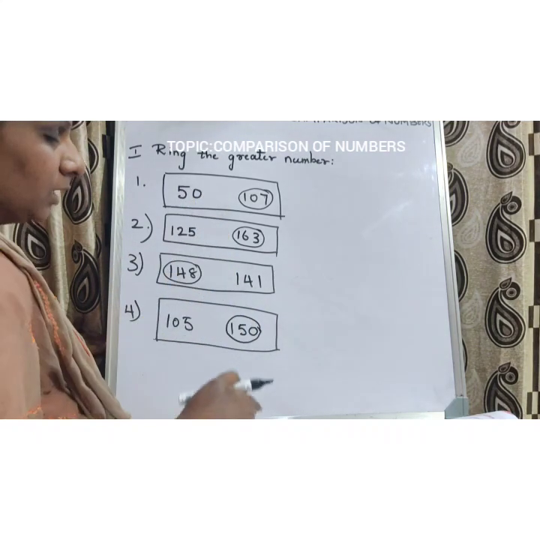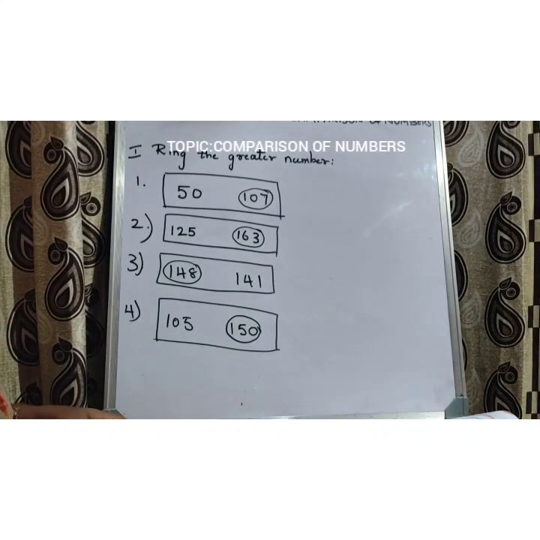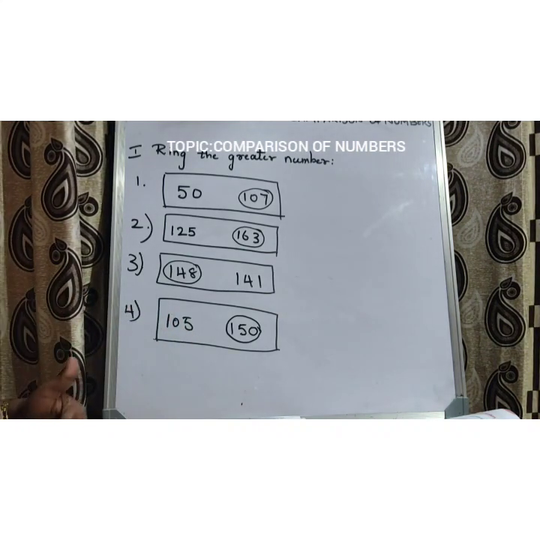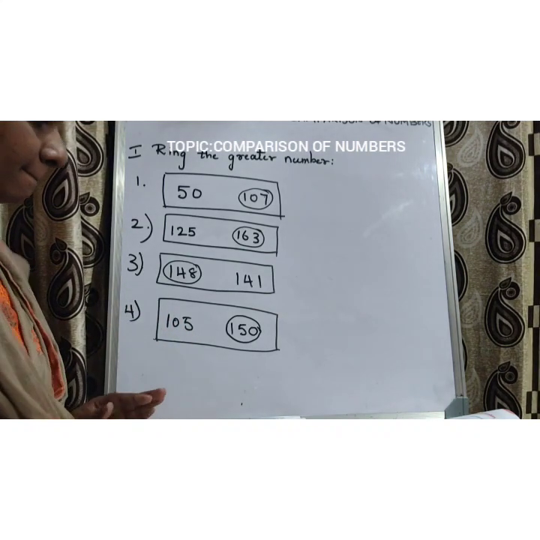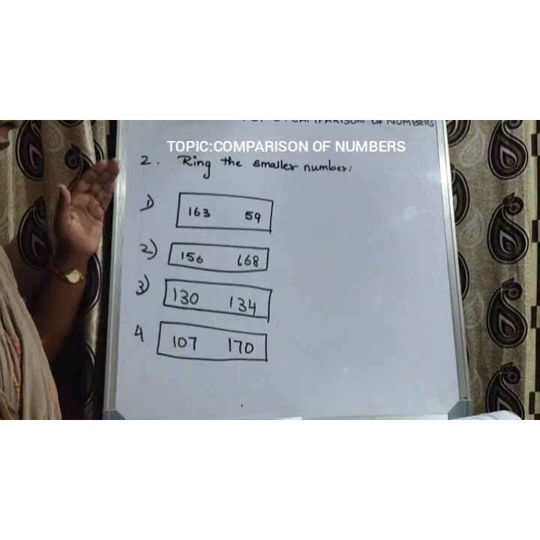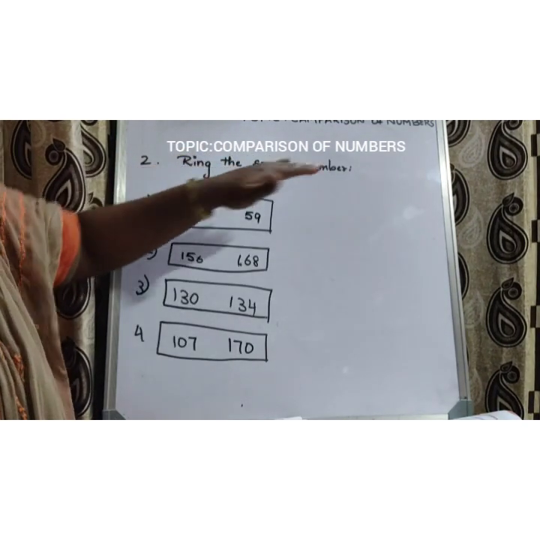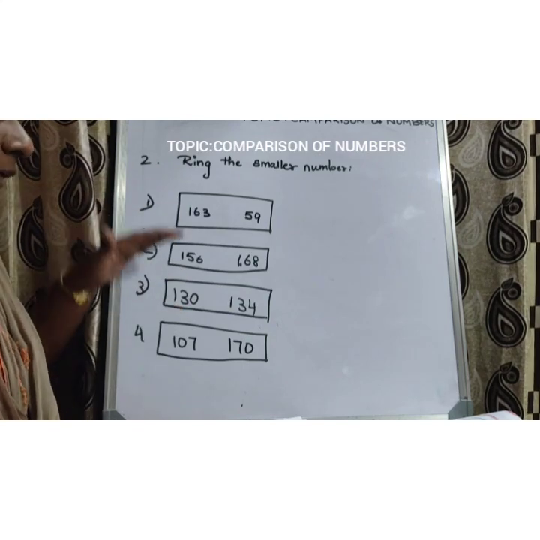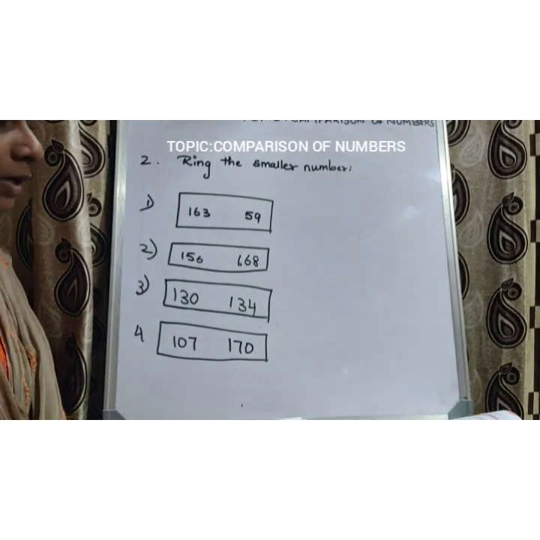Okay. So we have done. Next we will see the smaller number, children. Same way we have to circle the smaller number. Okay. Next one, children, ring the smaller number. So same way we have to circle the smaller number.